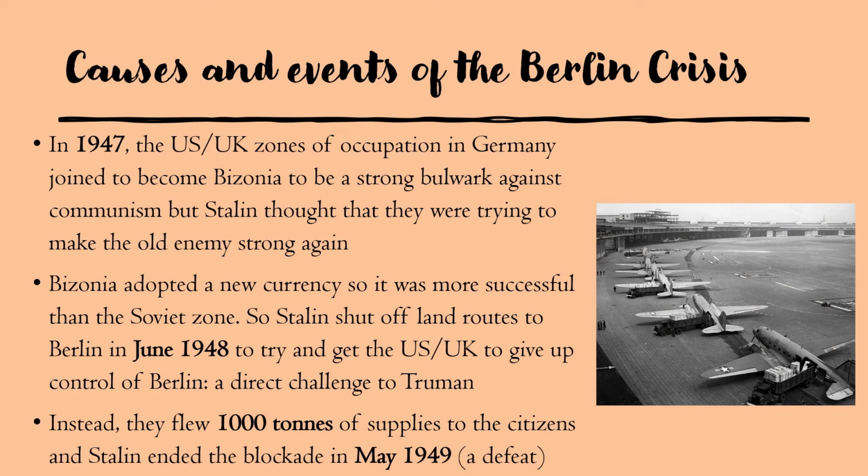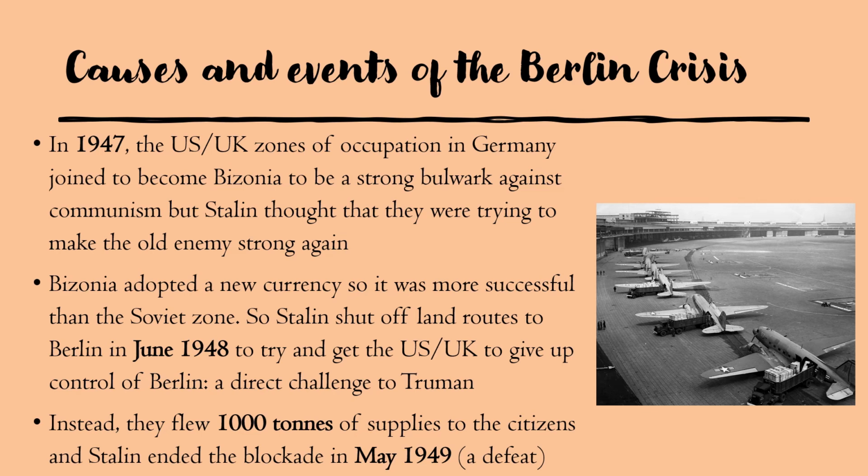Instead of just giving up Berlin, Britain and America decided to fly in supplies. Stalin could cut off land routes, but it would be very hard for him to cut off air routes. And so they sent aeroplane after aeroplane carrying 1,000 tons of supplies in total. So of food, of fuel, whatever the citizens needed not to starve and to remain alive.